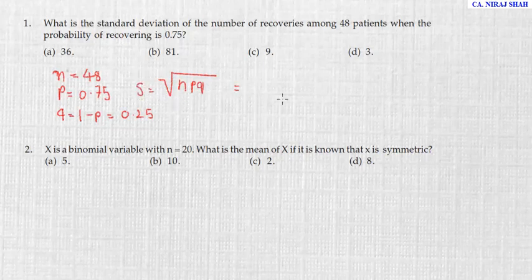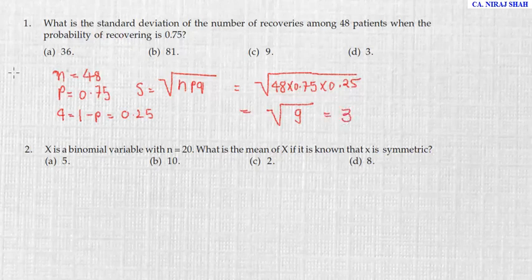This is the standard deviation. Let's fill in the numbers here. So it is under root 48 into 0.75 into 0.25. This is nothing but under root 9. So our answer is 3. So the answer is B.